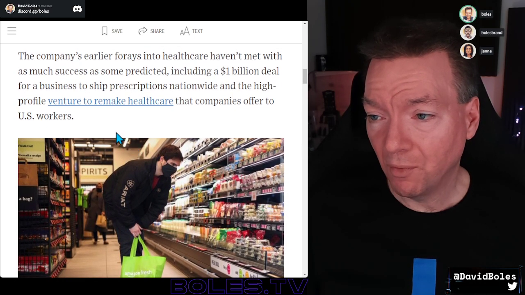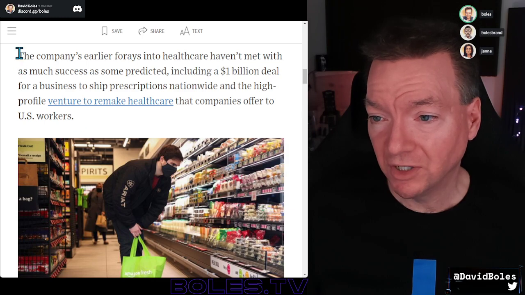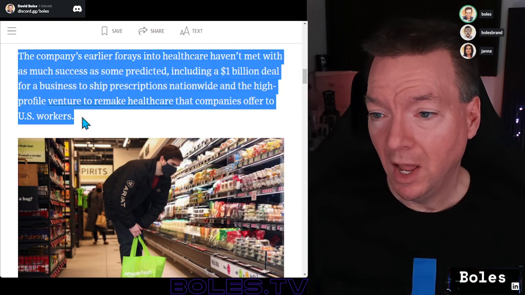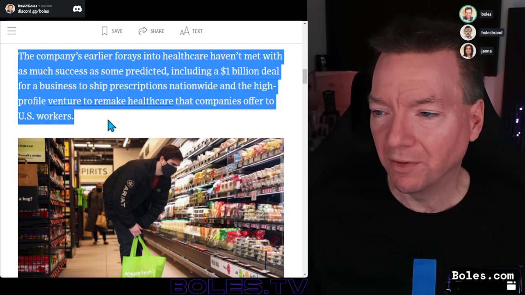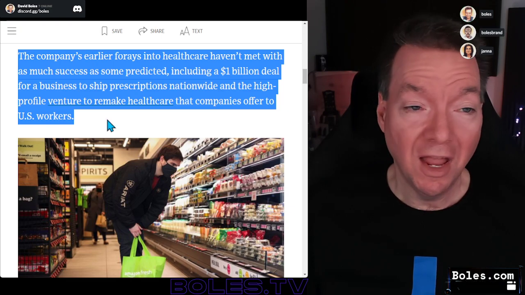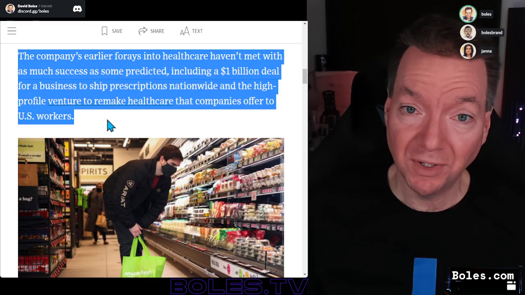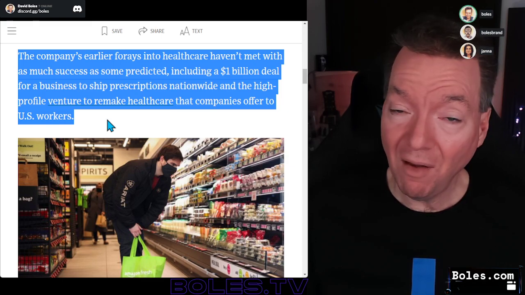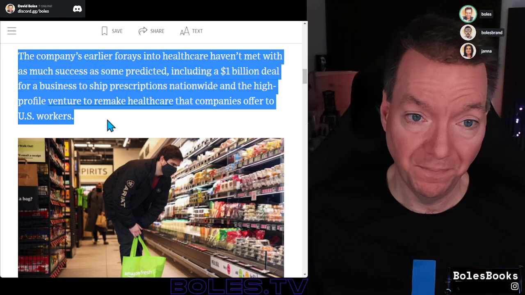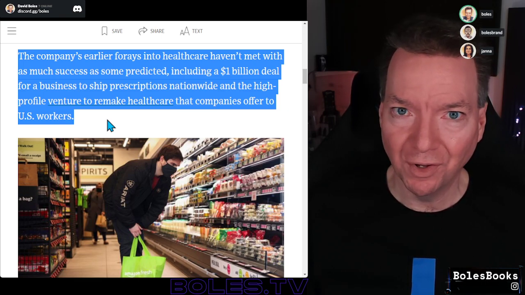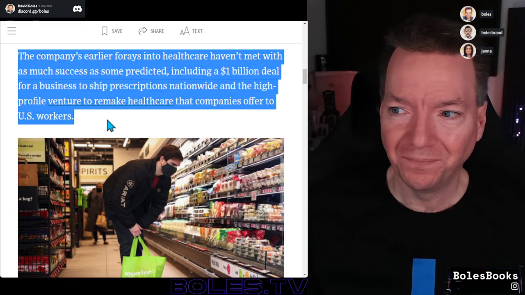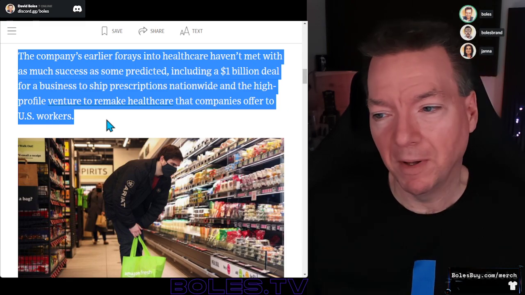The company's earlier forays into healthcare haven't met with as much success as some predicted, including a $1 billion deal for a business to ship prescriptions nationwide, and the whole venture to remake healthcare that companies offer U.S. workers. Now, if they could do 90-day prescriptions, PillPack would have been very successful. But I have a feeling it's the insurance companies who would not allow Amazon to fill 90-day prescriptions. That's my feeling about it.